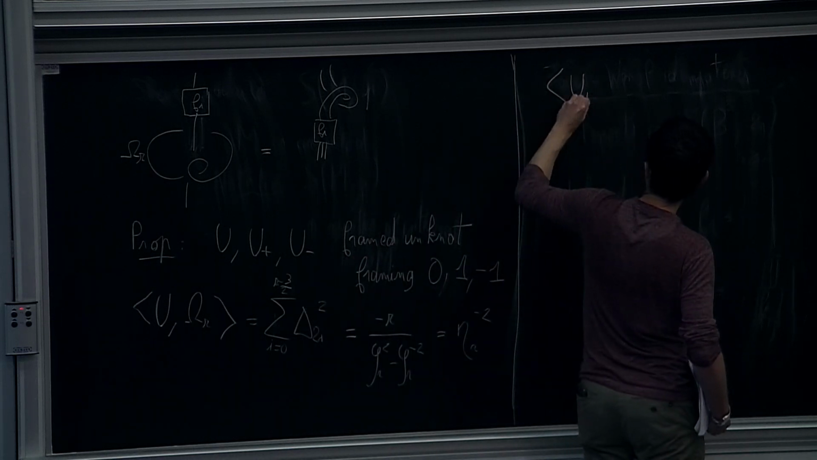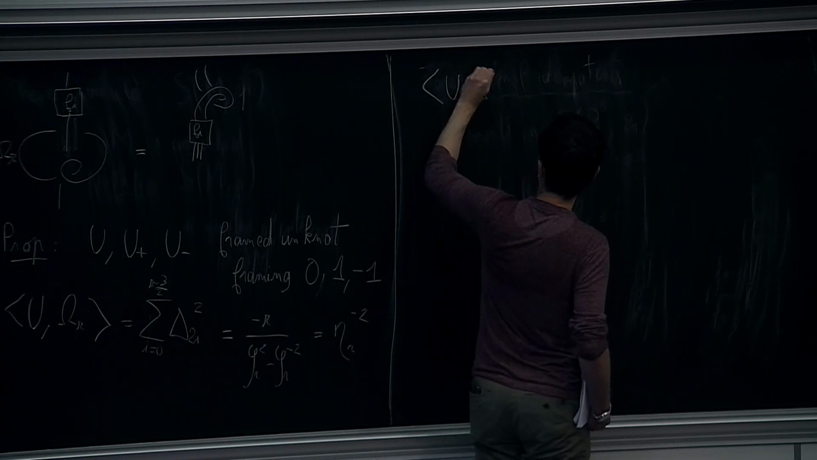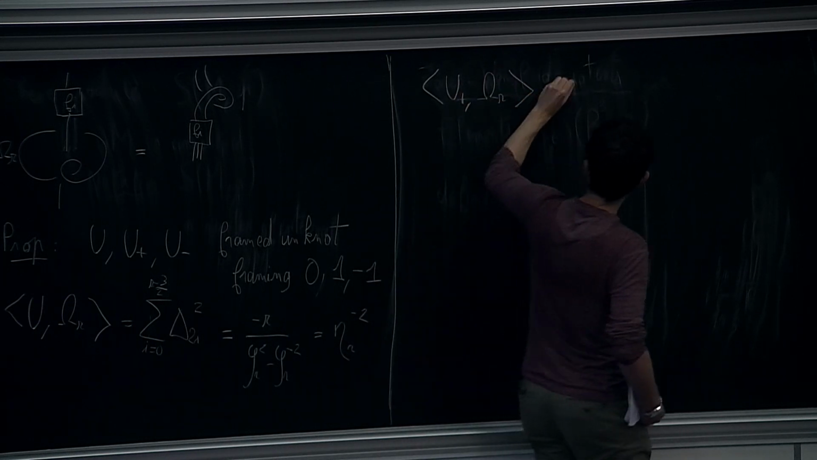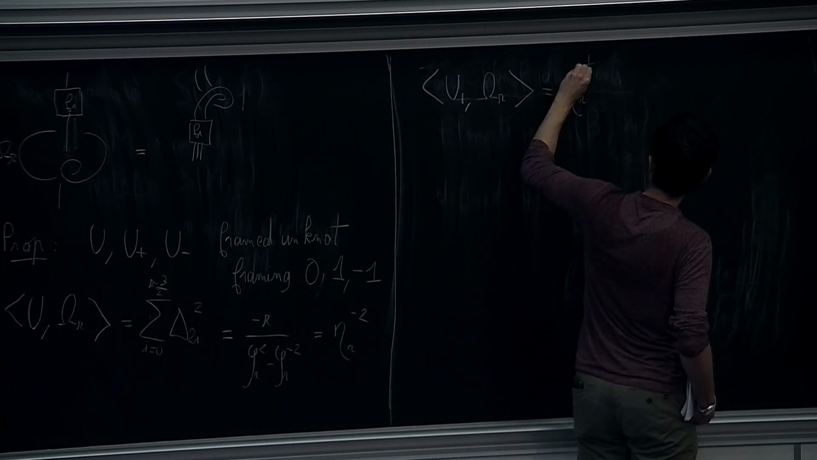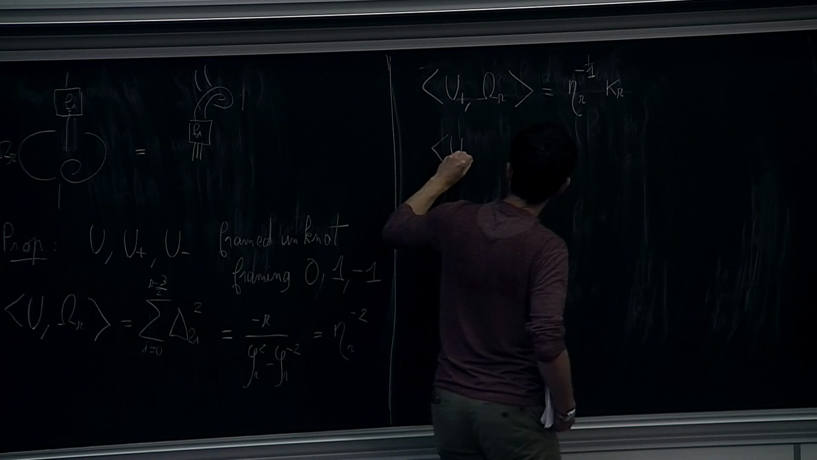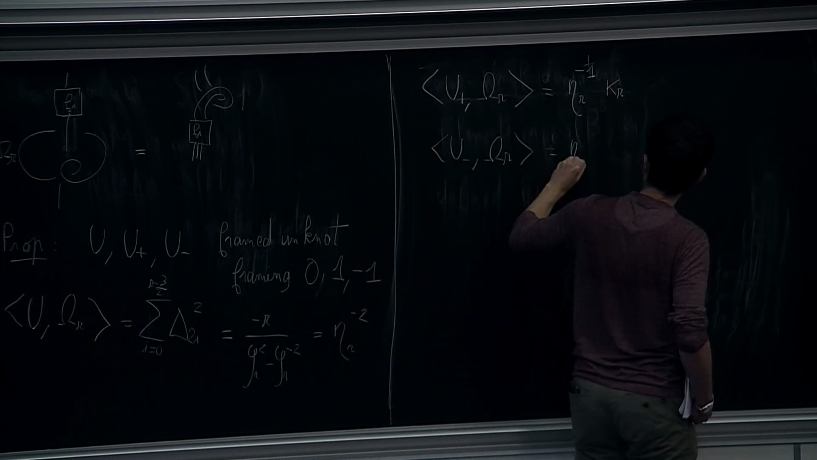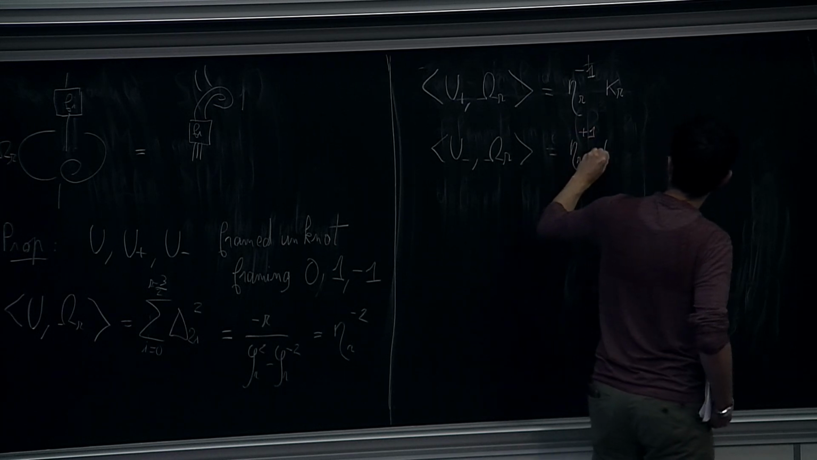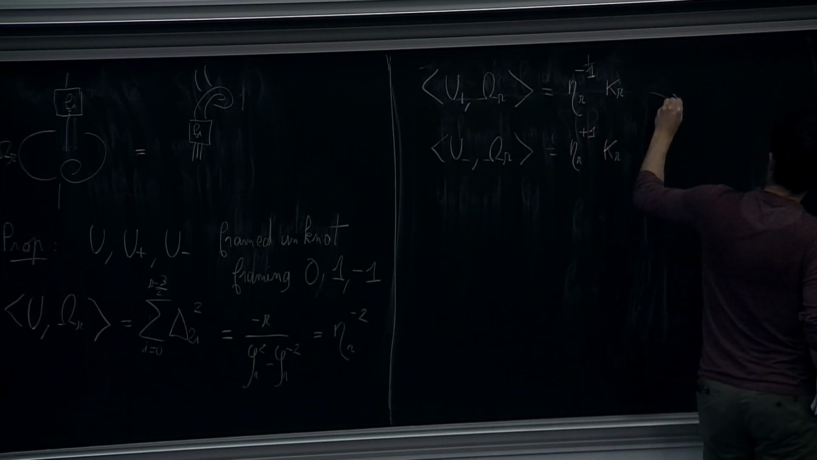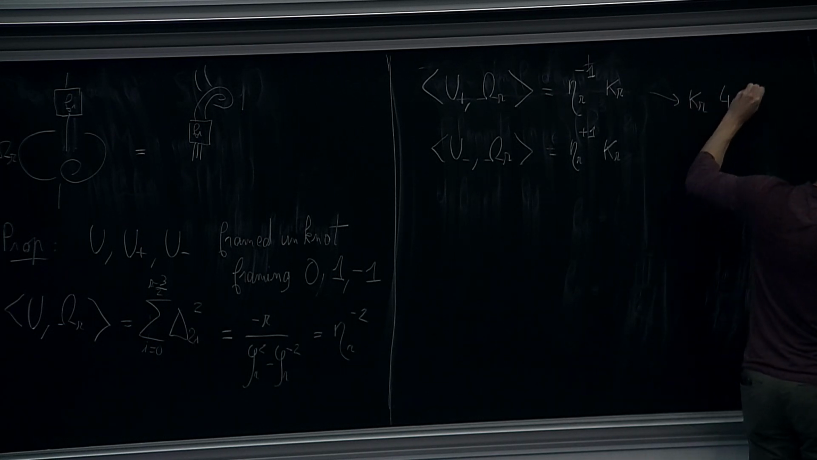And if you compute the other two, you get the following. The first one will be of the form eta r minus 1 times kappa r. And the other one will be of the form eta r plus 1 times kappa r. And here this kappa r will be some fourth root of unity.